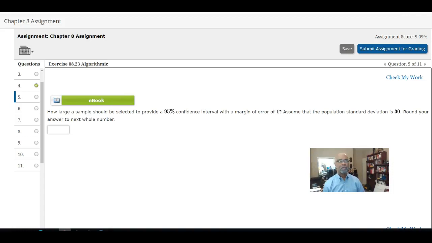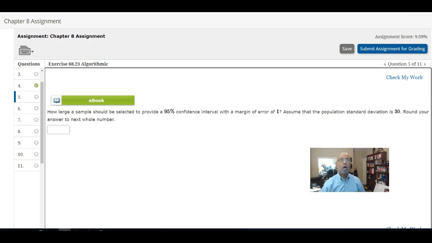Okay, I was next asked to take a look at problem 5 in chapter 8. This is a sample size problem. We're asked how large a sample should be selected to provide a 95% confidence interval with a margin of error of 1. Assume that the population standard deviation is 30. And we want to round our answer to the next whole number.